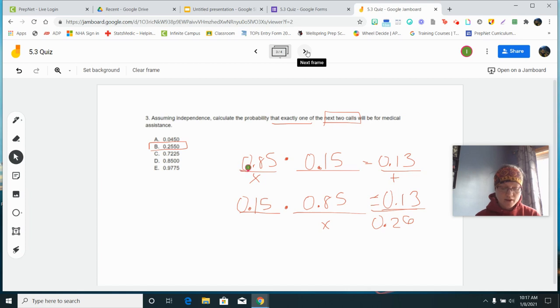So these being independent, you don't need to branch everything out on a tree. You're just looking at this event coupled with another event, this and this. So then we can just multiply them and get our overall probability.